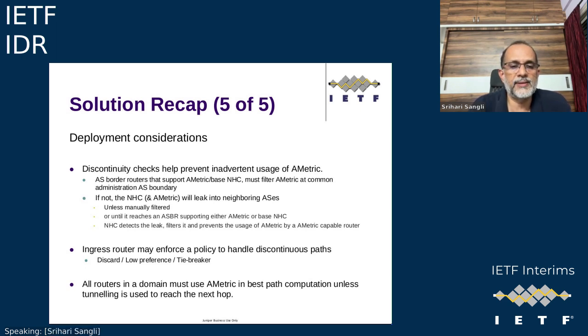And one of the guidance that we've seen both in NHC as well as in the 7311 document, and the same thing that we are also recommending in this, is that it would be better to have all the routers in the domain use the metric in the best path computation, so that you get consistent routing, unless we are using some sort of tunneling and the operator knows that there won't be any wrong routing before the traffic goes from the ingress router to the exit point.